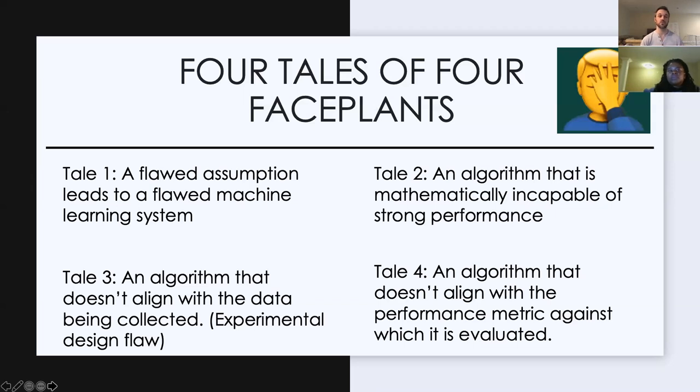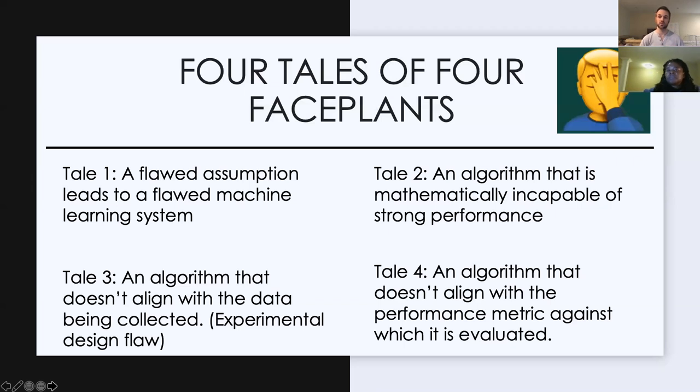My second one, which is, I think, also pretty funny, is where we had an algorithm that was actually mathematically incapable of strong performance. So if you went and looked at the math of the algorithm involved, you could have known from the beginning that it was not going to perform well, given what we were asking of it. The third example is of an algorithm that doesn't align with the data that's being collected. So this was an experimental design flaw.